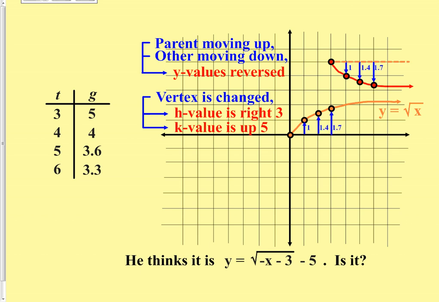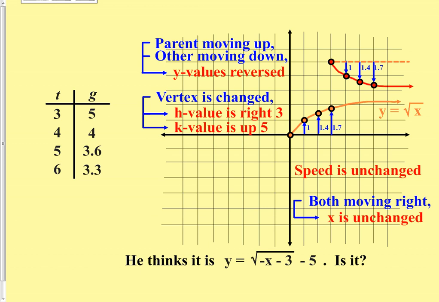Okay, we can take a peek at the speed of the graph. Once again, we'll compare the measurements based upon the ordered pairs that we know for the parent function and the ones that we know for this particular experiment, and we can see that the distances from their beginning horizontal line are the same. So we have no speed change. That's important. Speed is unchanged. And clearly both of our graphs are moving rightward, like they should be. That means they're both following the positive x-axis, so the x value is unchanged.